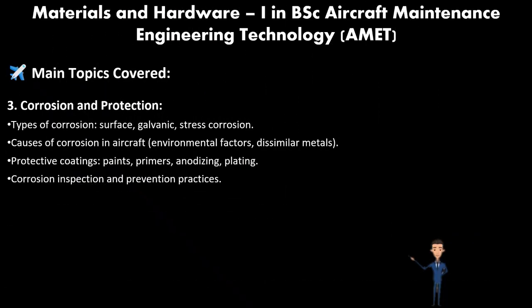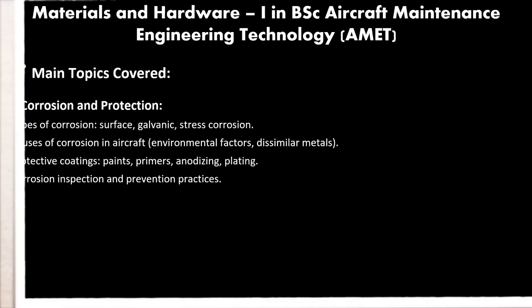3. Corrosion and protection. Types of corrosion: surface, galvanic, stress corrosion. Causes of corrosion in aircraft: environmental factors, dissimilar metals. Protective coatings: paints, primers, anodizing, plating. Corrosion inspection and prevention practices.